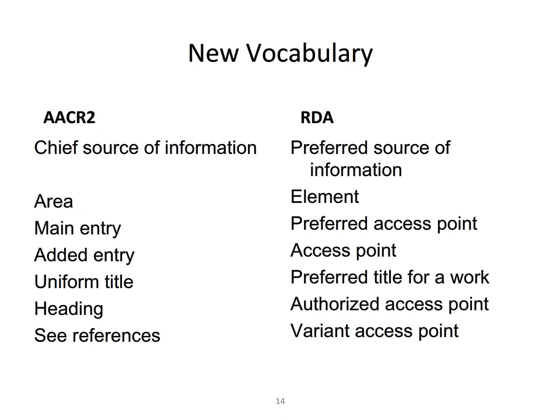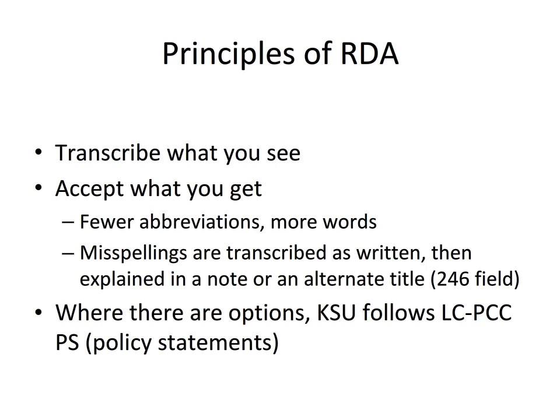There are some new terms in RDA for familiar AACR2 concepts. Here are some of them. I will be using the new terms as much as possible during this presentation. For example, what used to be called the chief source of information in AACR2, which often meant the title page of a book or title frames of a video recording, that's called the preferred source of information in RDA. And RDA has a broader definition. The preferred source of information is anywhere on the resource. Two main principles of RDA are to write down what you see and to accept what is provided.